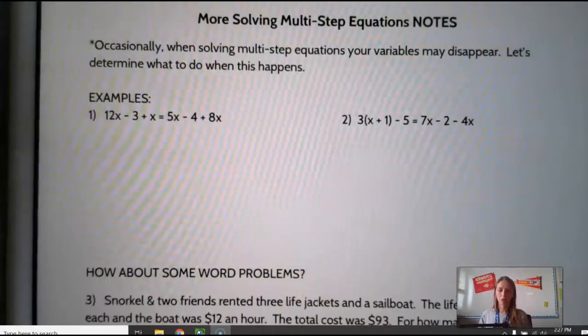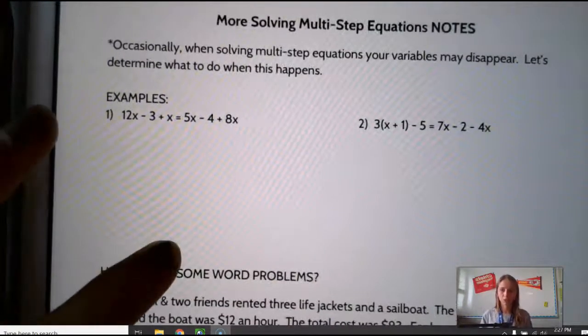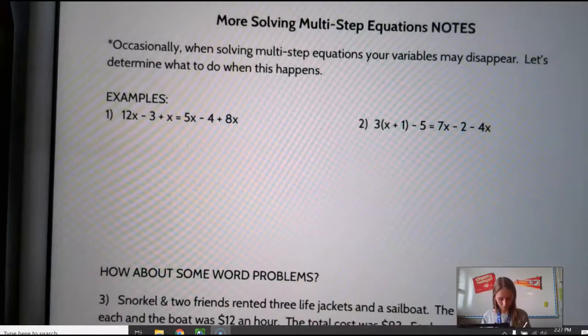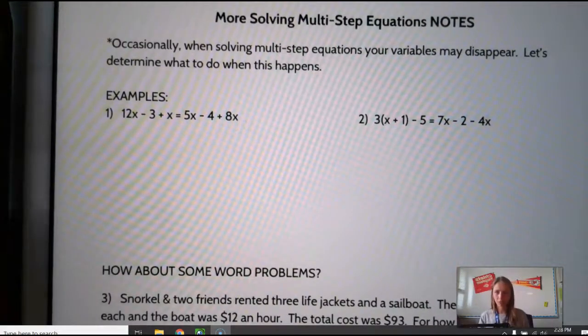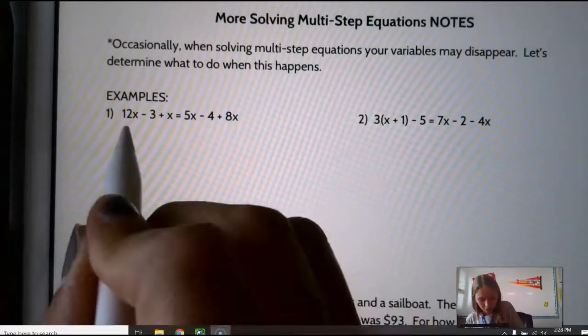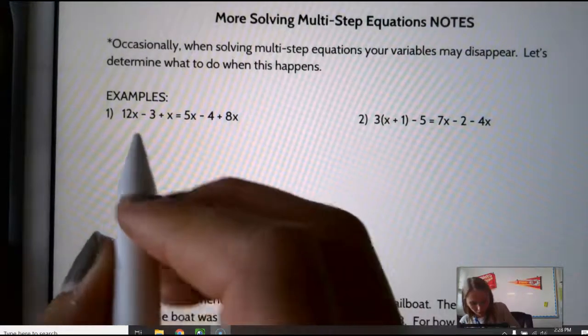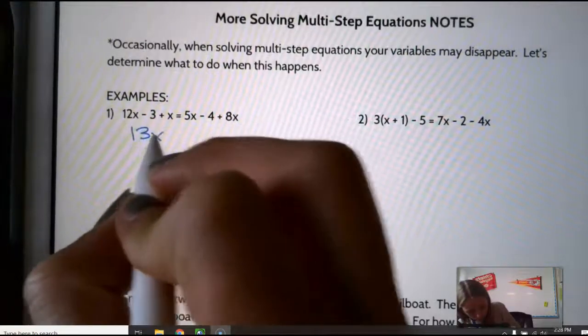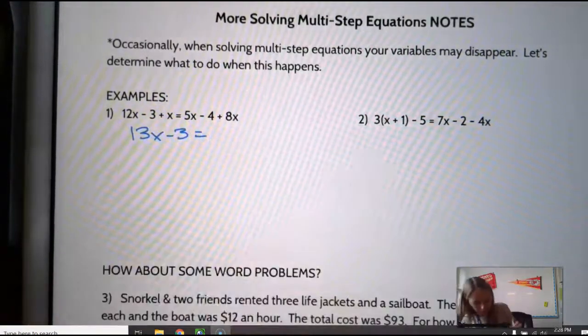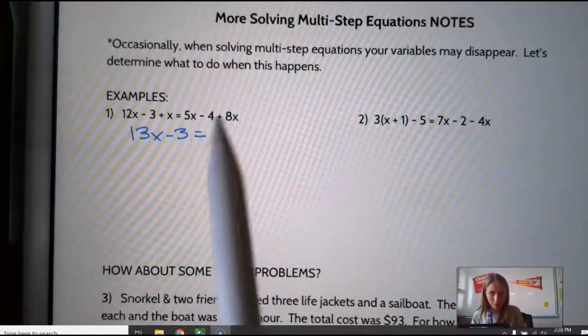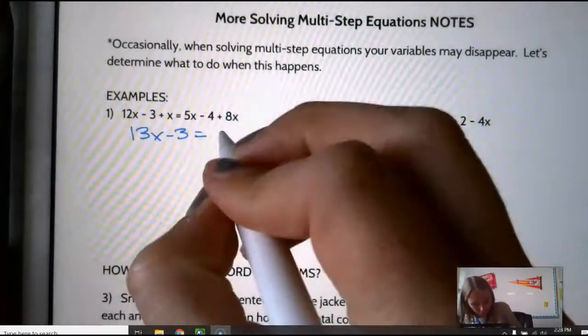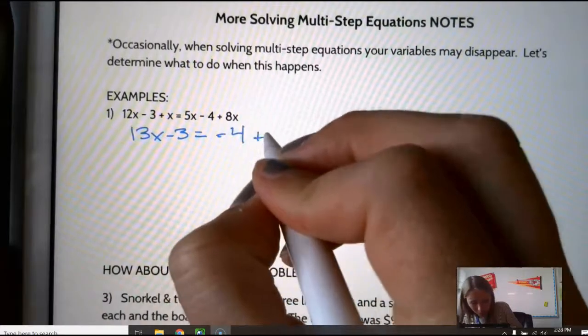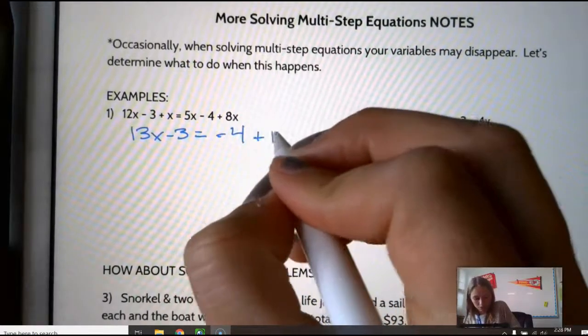So we don't have anything to distribute, so what we're going to do is simplify first. We're going to combine like terms. Over here I'm going to combine the 12 and the other x, so I end up with 13x minus 3 on the left. And I'm going to combine the 5x and the 8x, and I get negative 4 plus 13x.